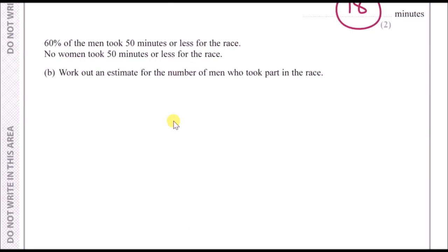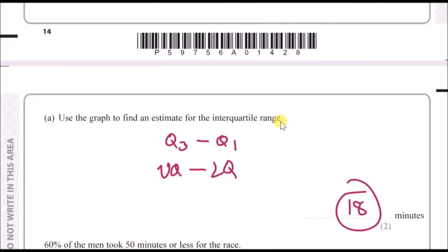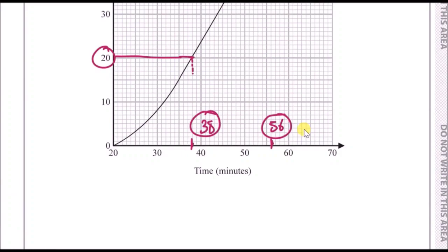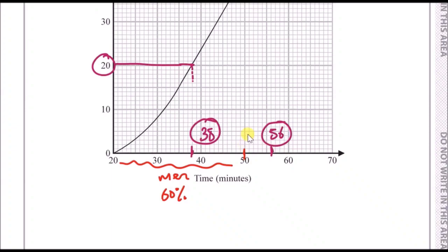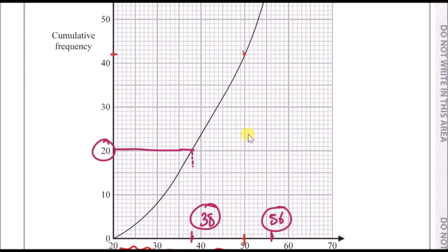And for part B, it tells us that 60% of the men took 50 minutes or less for the race, whereas no women took 50 minutes or less. Okay, so just looking at this information, we can see that over here, no women were part of this group, but only men were here. And in fact, 60% of all the men were here. So just looking up at the 50 mark, just to see where it hits around here, which actually counts for 42 people of that population.